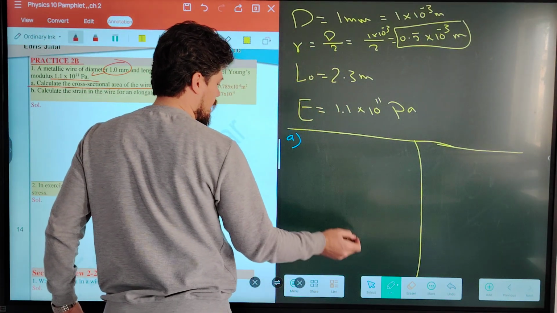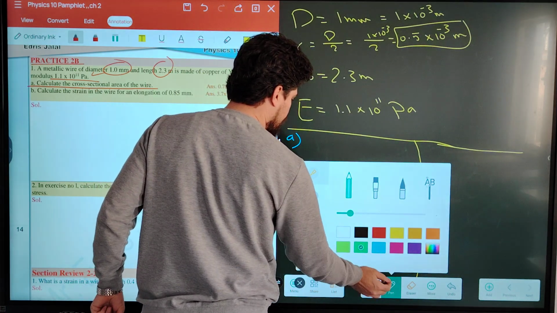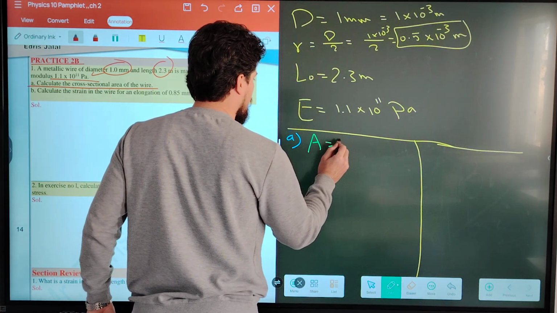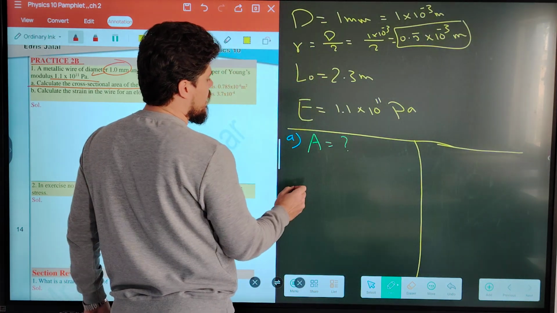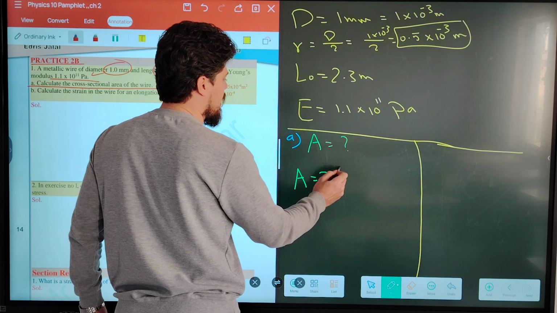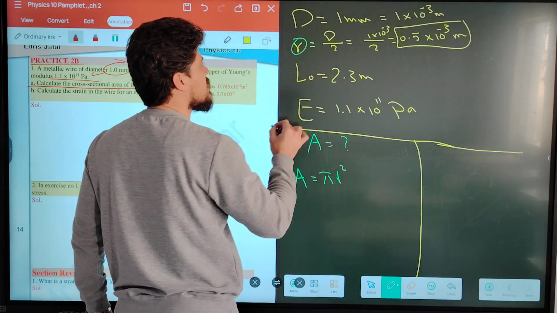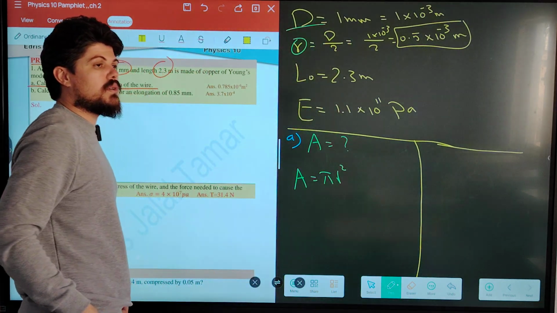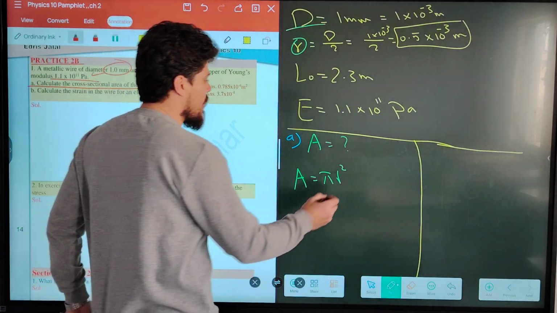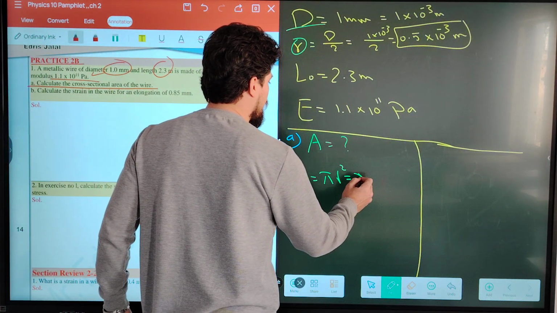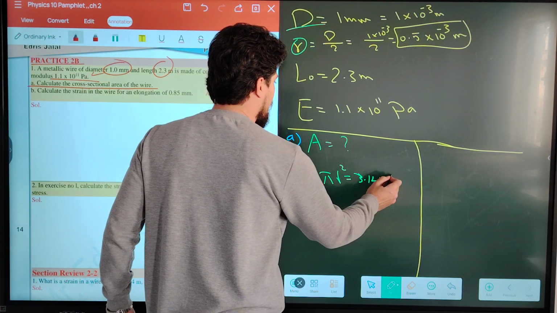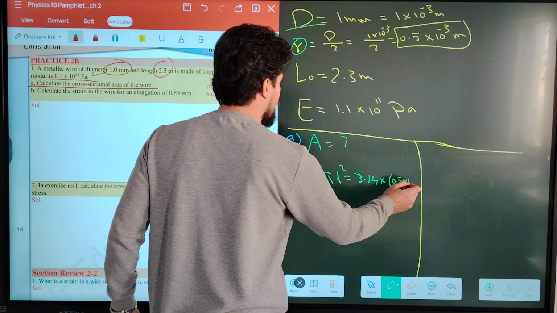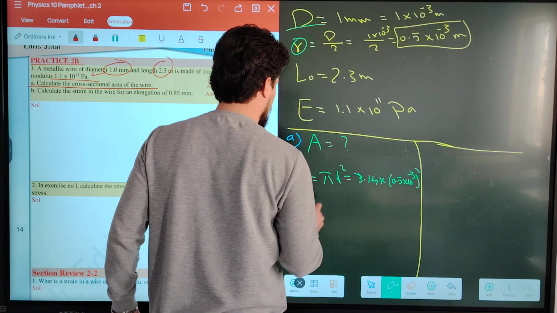A, calculate the cross-section area of the wire. How can we determine the area? Area is equal to pi r squared because we have the radius. The diameter was given, but we converted it to radius by dividing by 2. Area is equal to 3.14 times (0.5 times 10 power negative 3) squared.